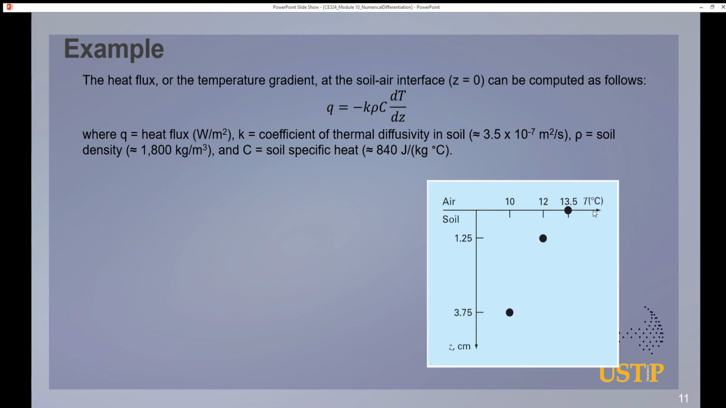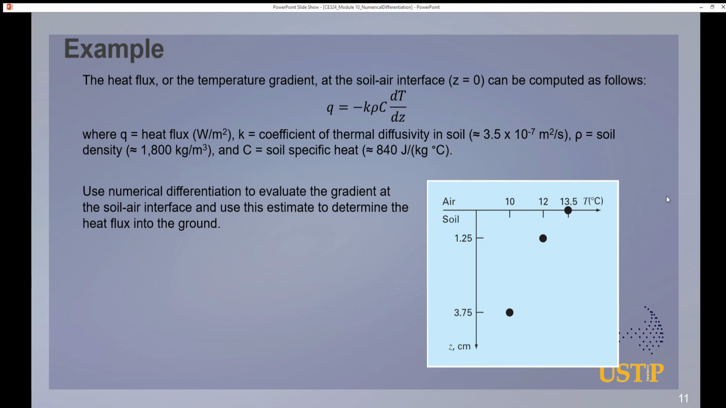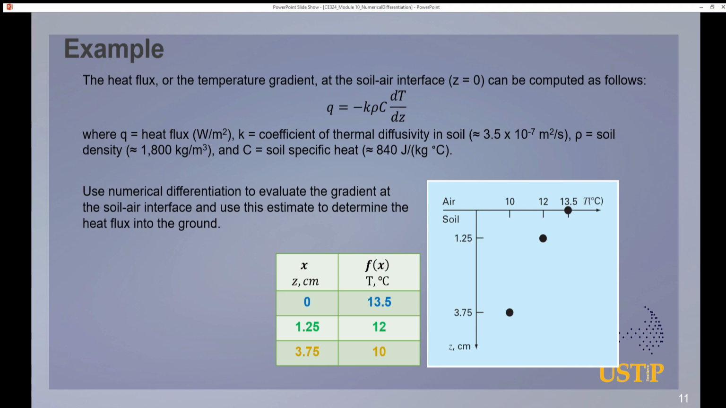Now, we have 3 points. We need to use numerical differentiation to evaluate the gradient at the soil interface level, using this estimate to determine the heat flux into the ground. So we have three recordings: 0 to 13.5, 1.25 to 12, and 3.75 to 10. We want dT/dz, the derivative of the temperature function.